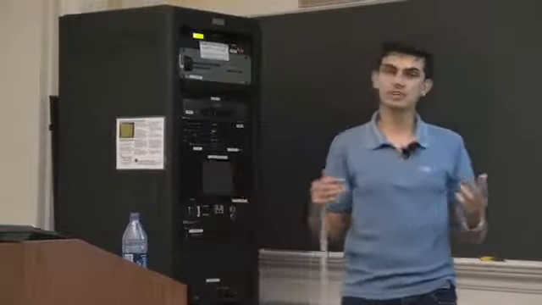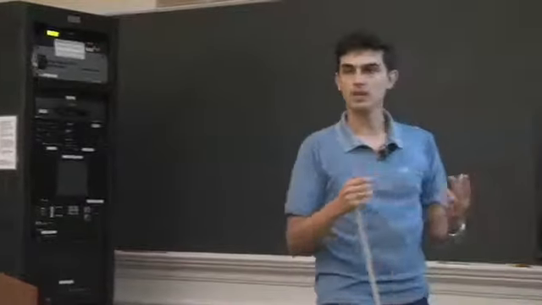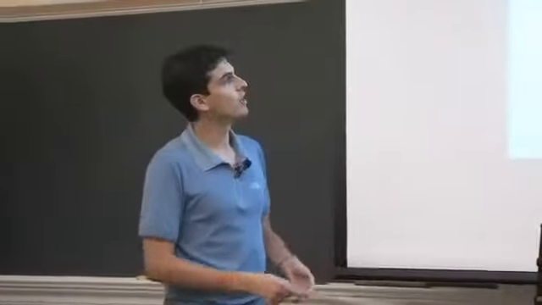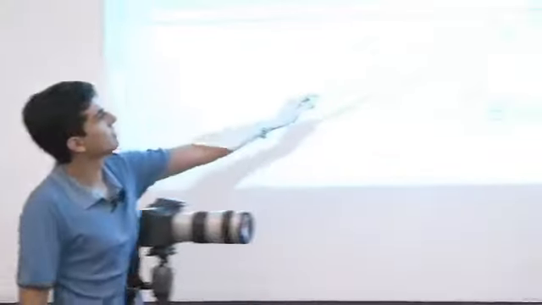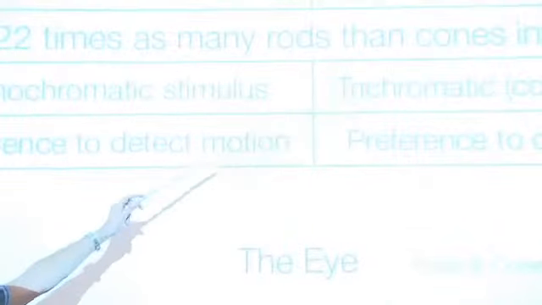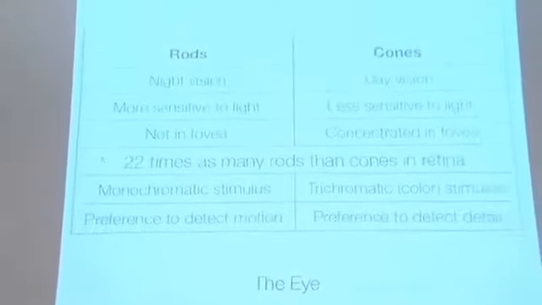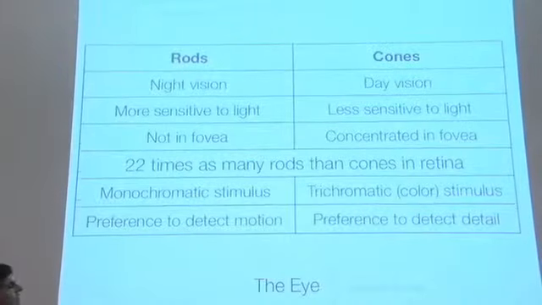Yeah, we can't see at night. We can't see motion as well. And as you know, if we lost some cones, we would not only lose the ability to detect detail, but it would be difficult for us to view things during the daylight, so we'd have to wear some really thick sunglasses to block out a lot of light.